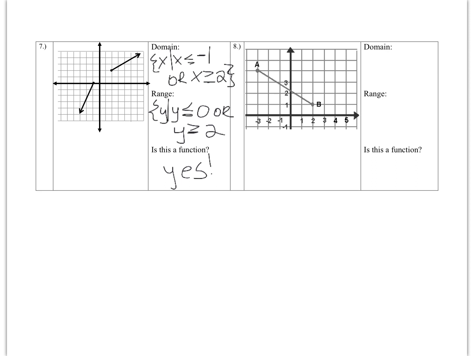So number 8. Number 8 is another compound inequality. So let's take a look at this. If I take this, so this is a line segment, so it starts here and it stops here. So if I'm looking at the domain, if I take this point and I slide it down, it hits -3. And if I take this point and I slide it down, it hits 2. And it's covering everything in between -3 and 2. So this is an and notation, or what I like to say an in-between notation.